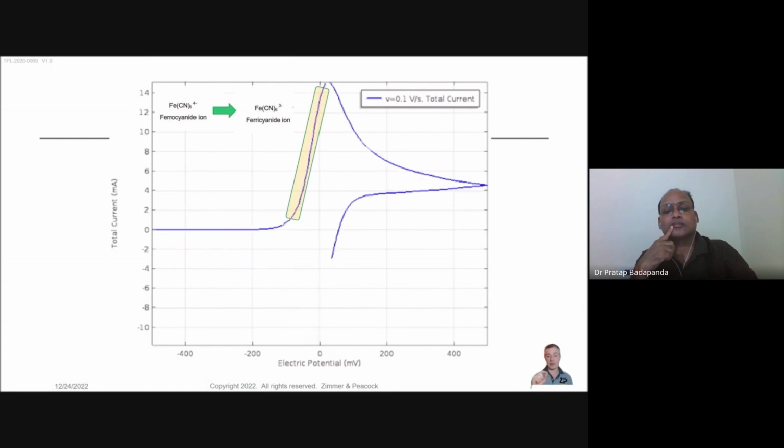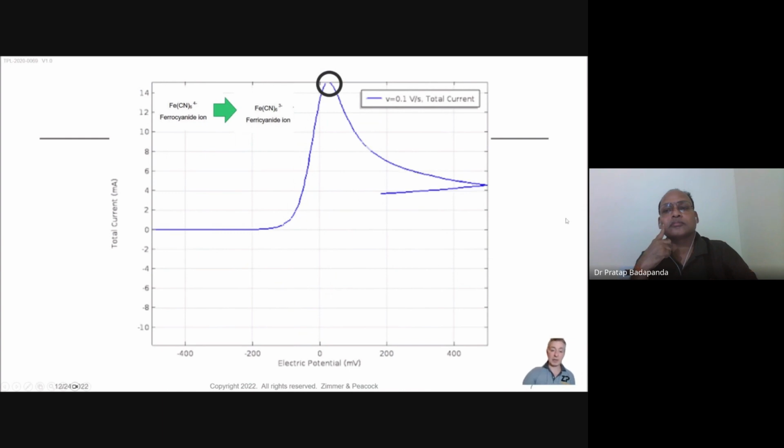Now, as we go from about minus 50 millivolts up past 0 millivolts, we're increasing the voltage, and all the time the current's going up, and more ferrocyanide is being converted to ferricyanide. But this can't go on forever, because there's a point at which we've consumed all the ferrocyanide at the electrode's surface, and we hit this peak.